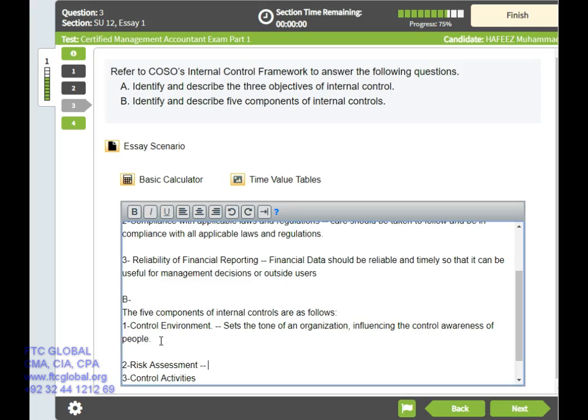Risk assessment, what we do in risk assessment, we identify the areas of vulnerabilities where the organization is exposed to danger. So identify and analyze relevant risks as a basis of management. That will be management of risk.